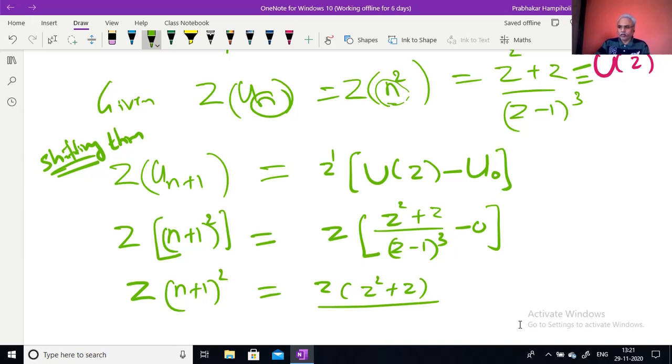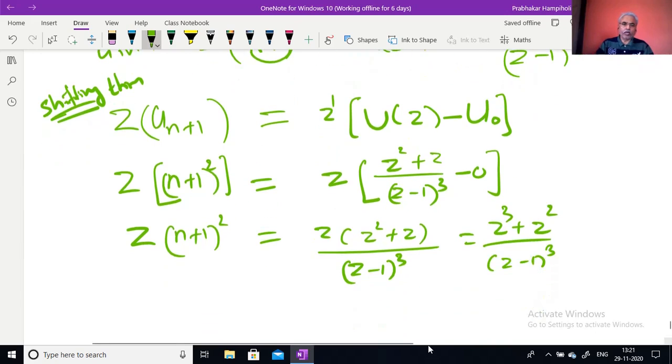You can even go one step ahead and find it directly, but using the damping rule, you have to find it like this. Sometimes you can multiply inside to write (z cube plus z square) upon (z minus 1) whole cube, no problem. Now how about n plus 2?